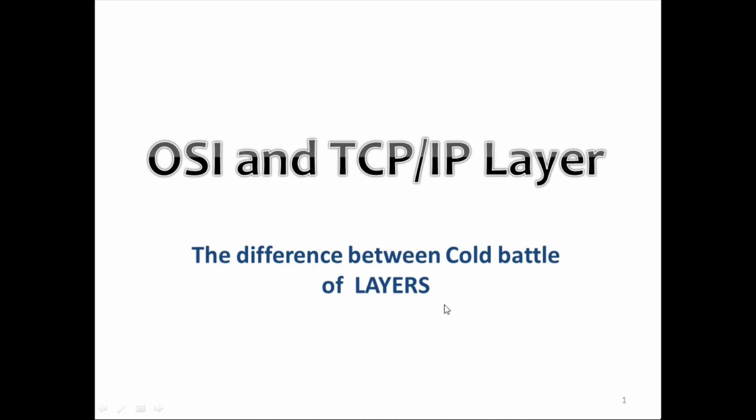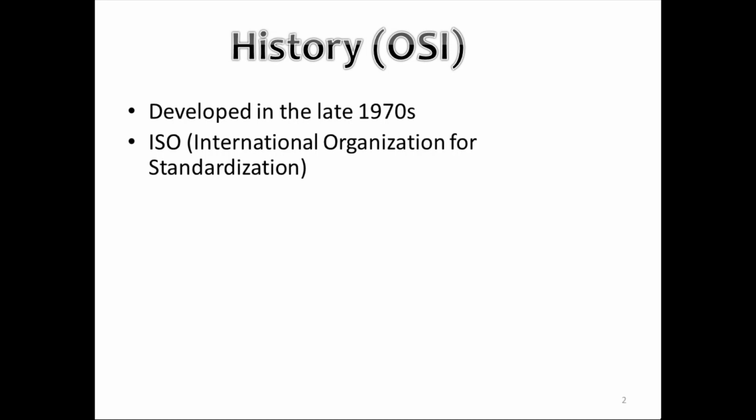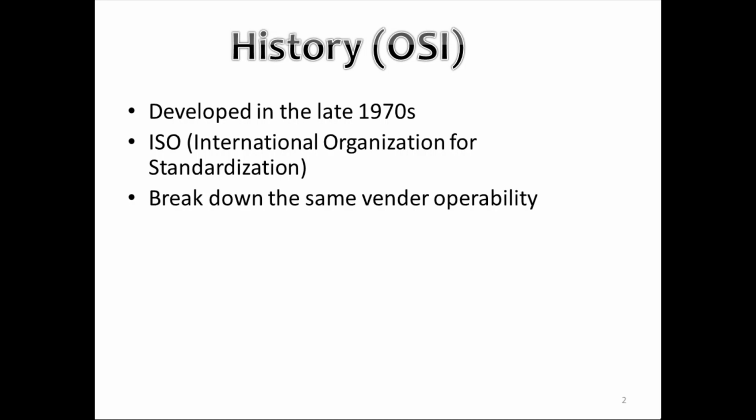So let's first look into the background of the OSI and TCP/IP layers. The OSI (Open System Interconnection) model and the TCP/IP model represent two significant frameworks for understanding and implementing computer network protocols. The OSI model was developed in the late 1970s by the International Organization for Standardization, which we also call ISO. Its creation was prompted by the need for a standardized reference model that could facilitate communication between different computer system vendors and ensure interoperability.